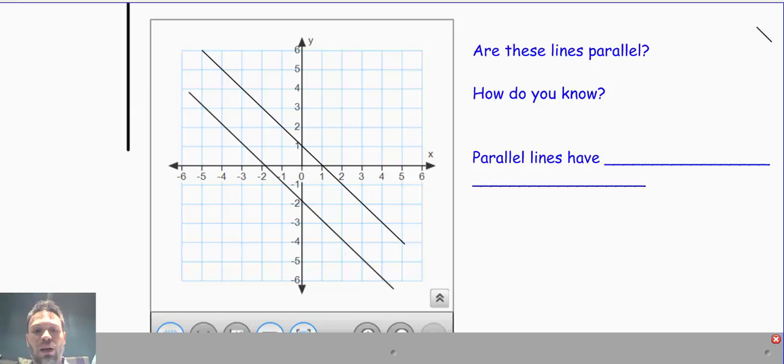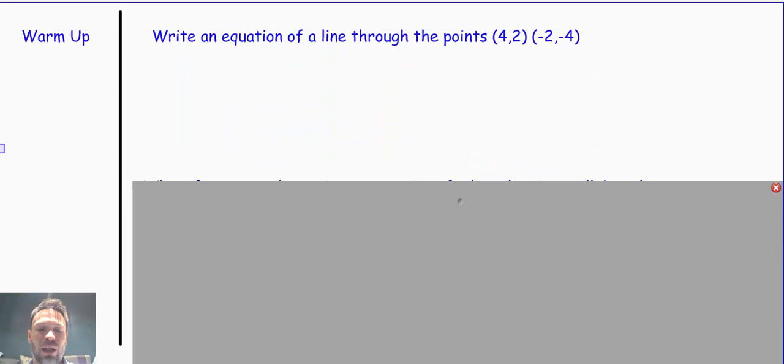Okay. The way we know that they're parallel is that they have the same slope. Parallel lines have the same slope. So that's going to be the idea that we use today. If you're going to write an equation of one line that is parallel to the other, you're going to steal the slope from the original line and use it again because they are the same. All right? So let's look at some examples.